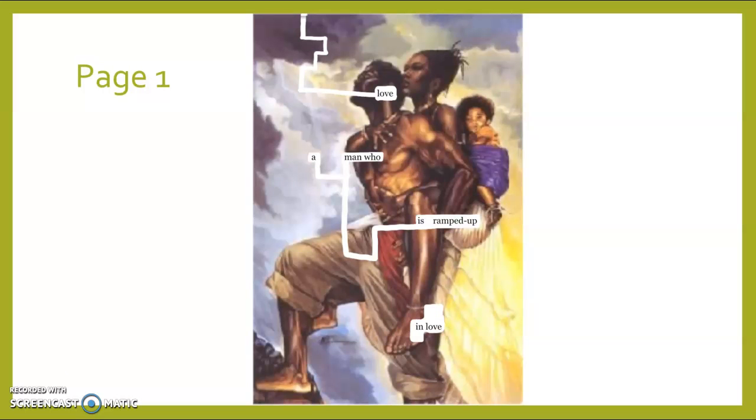My first treated page reads, "Love a man who is ramped up in love." Right off the bat, I noticed the words ramped up and love. From there, I was able to see the repetition of the word love, which correlated to the plot, such as when Theodore was infatuated with Samantha. I then found an image that expressed a man deeply in love while also making sure it was a painting.